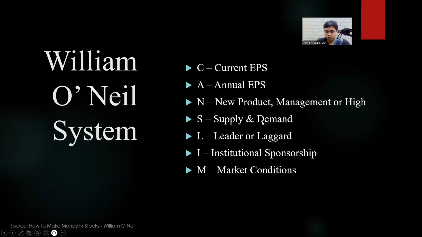So, too much institutional ownership is also not a good thing because that could lead to a great amount of supply. Another point that is discussed in the book is about stock split and share buyback.